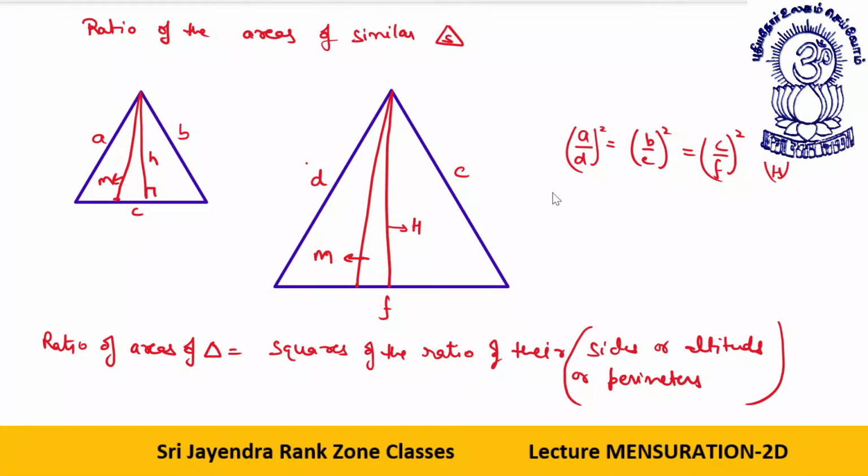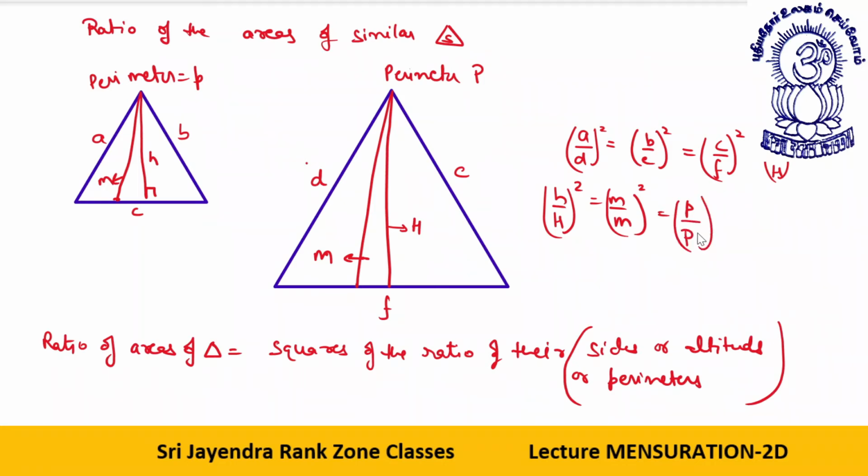Okay, I write h by h square or m by m square, or suppose this has perimeter small p, and this has perimeter capital P, so that will be small p by capital P square. This is the ratio. All these things are in meter, but area is in meter square. So for getting the ratio of the areas, you will have to square the ratio of sides, perimeters, or whatever it is.